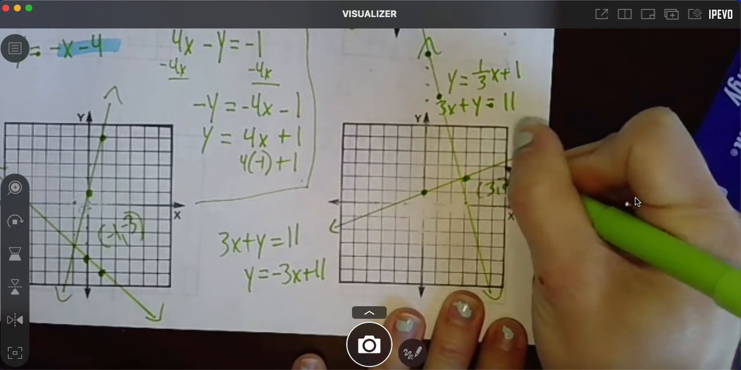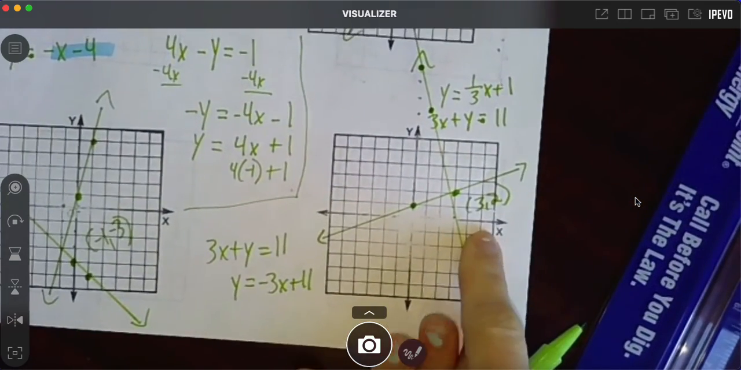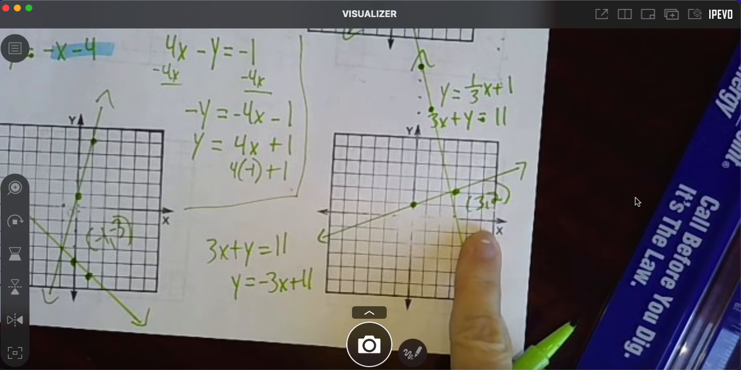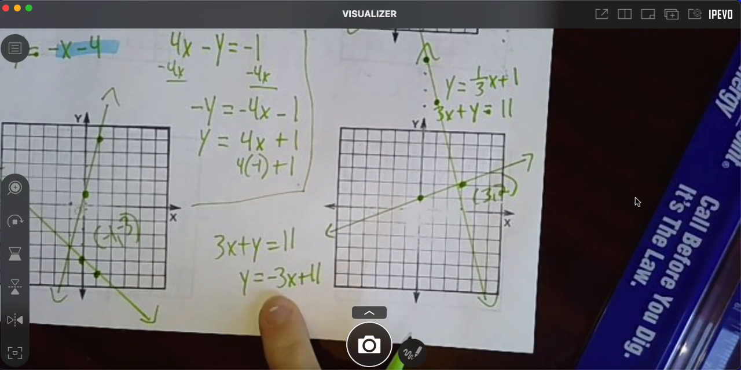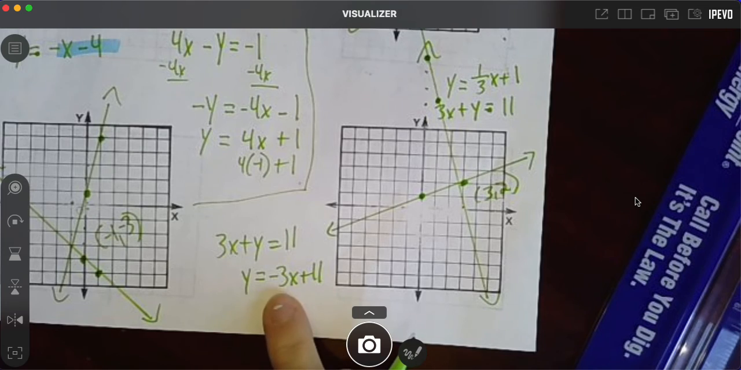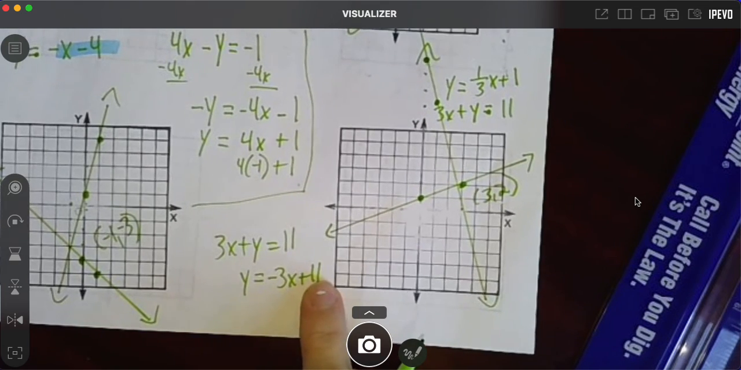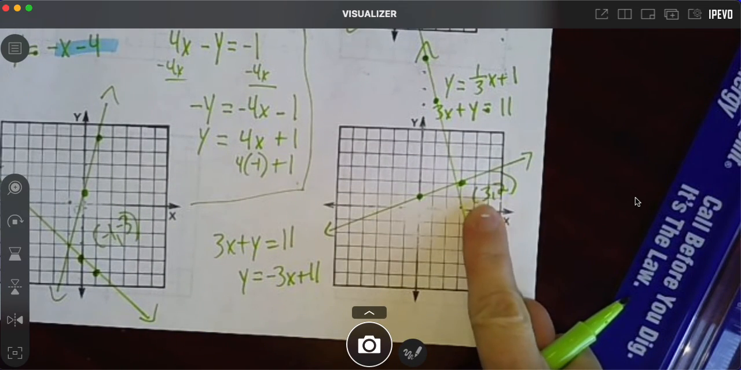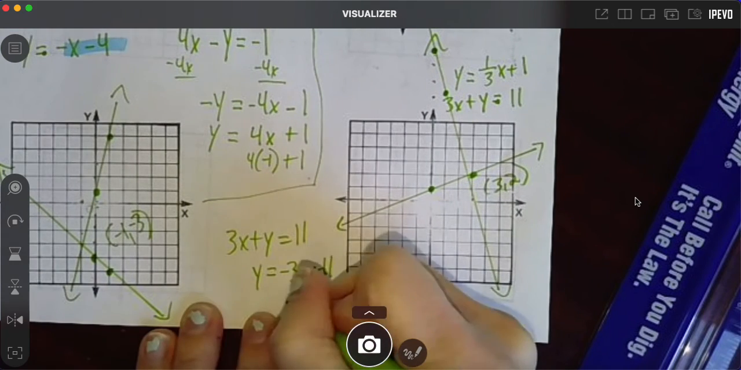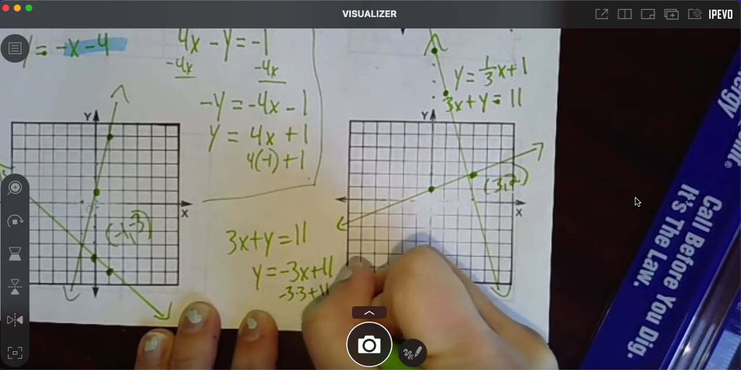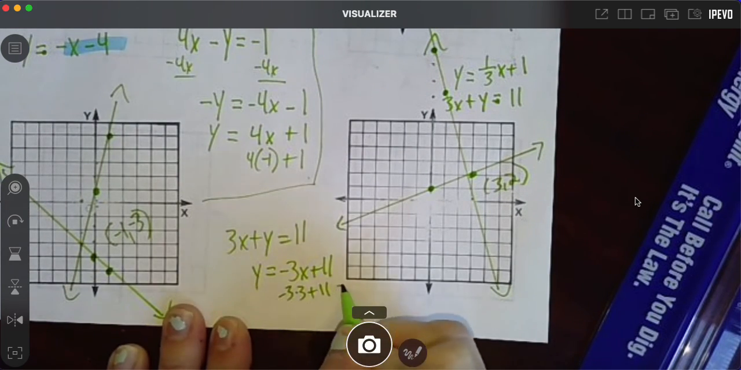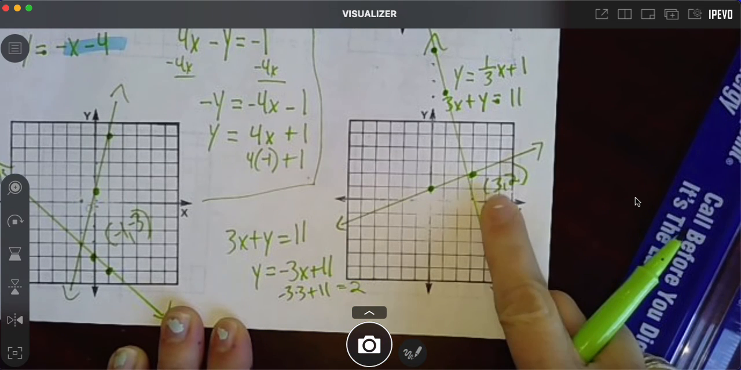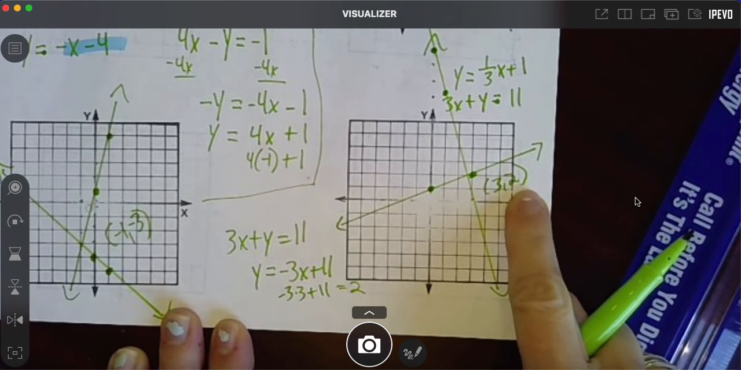Well, how can I check? Well, one way I can plug it in. If I plug it in, I get negative 9 plus 11. What's negative 9 plus 11? 2. If I plugged in my 3 for my x, I would get 2 as my answer.